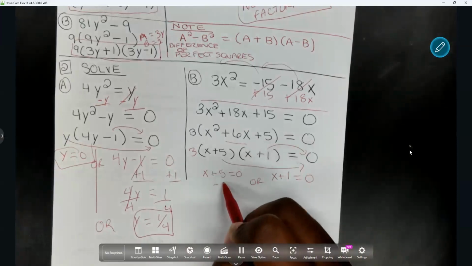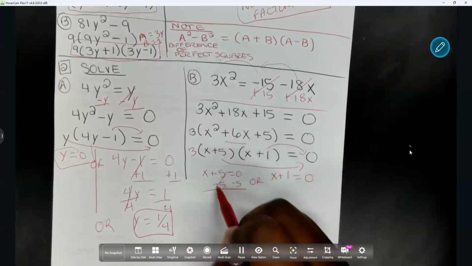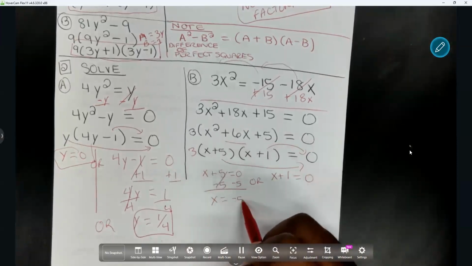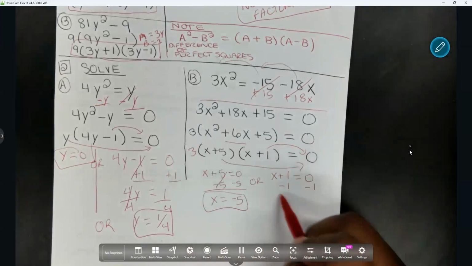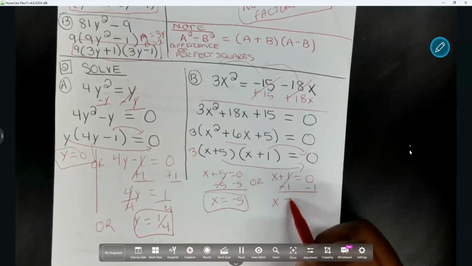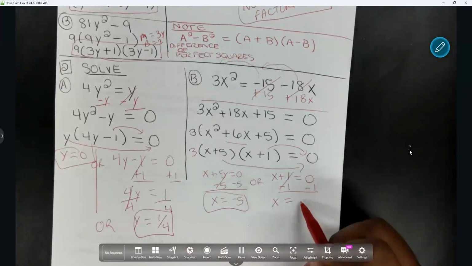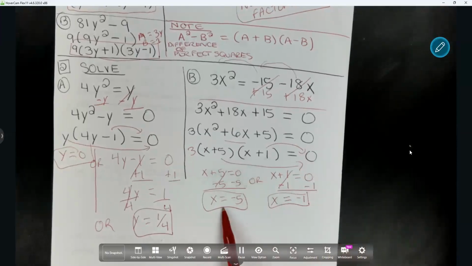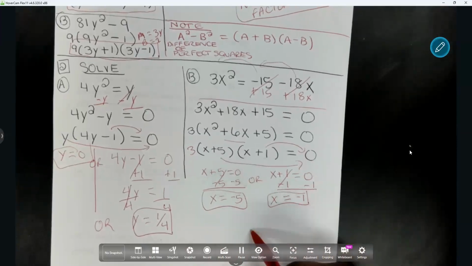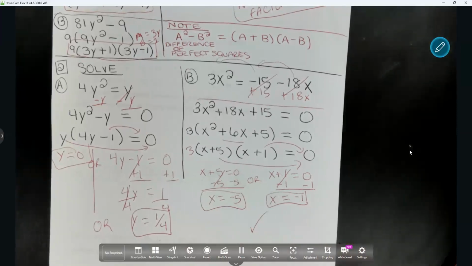We're going to solve both of these equations. Subtract 5 from both sides of the equation on the left, so we'll get x equals negative 5. Or when we subtract 1 from both of the sides of the equation on the right, we'll get x equals negative 1. So x could be negative 5 or negative 1. That's your review for quiz 7.